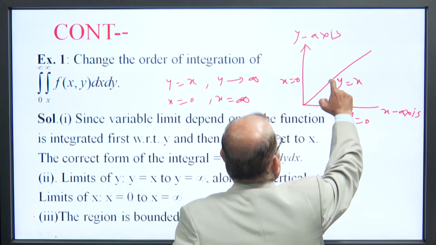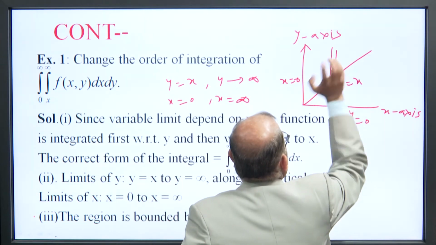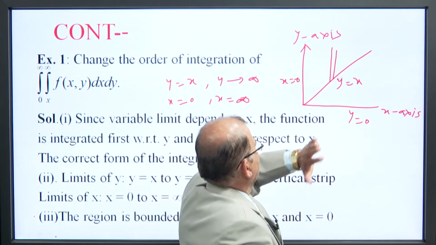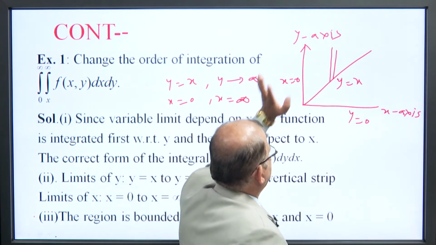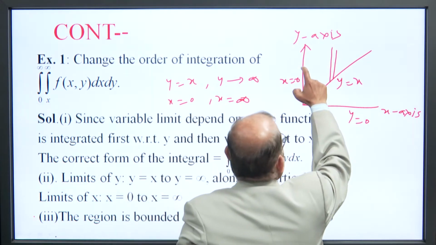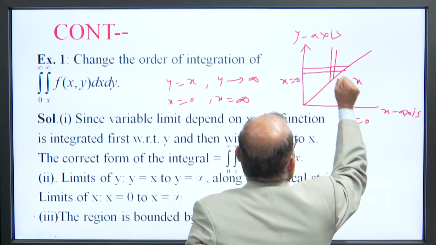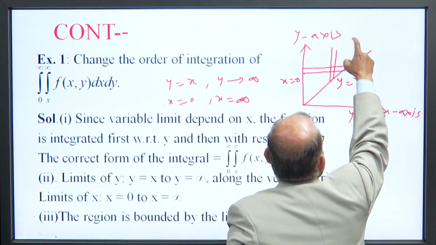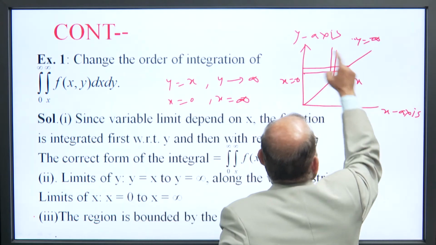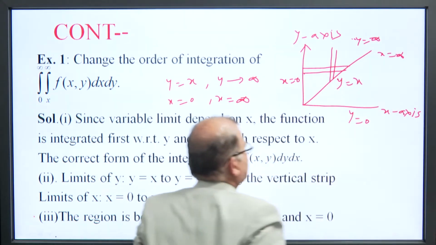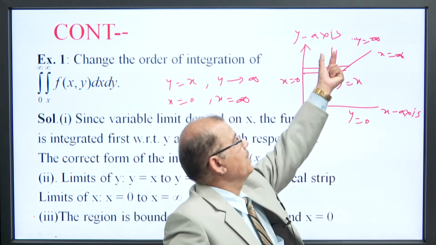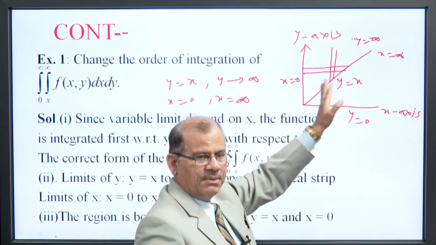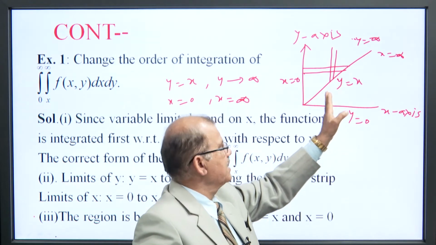Means we have to find the variable limit of x by drawing a strip parallel to the axis of x. Here y tends to infinity and x tends to infinity. Since y varies from x to infinity, we have to find the variable limit of x, which means we have to draw a strip parallel to the axis of x.